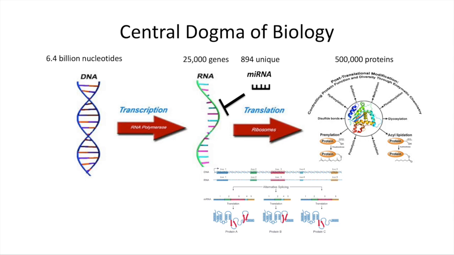You could take a protein, phosphorylate it, put an acetyl group on it, you can modulate this in many different ways and get all kinds of different proteins. So again, it's very difficult. But we can measure all this.